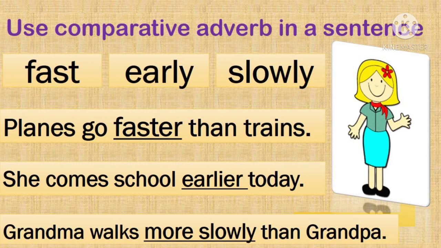In sentence number 2, we use the adverb early. We compare the time of the girl coming to school today or yesterday or the other day. So she comes to school earlier today. Next word is slowly. We compare the speed of grandma's walk and grandpa's walk. So we assume that grandma walks more slowly than grandpa. Notice also that the comparative adverb is often followed by than.